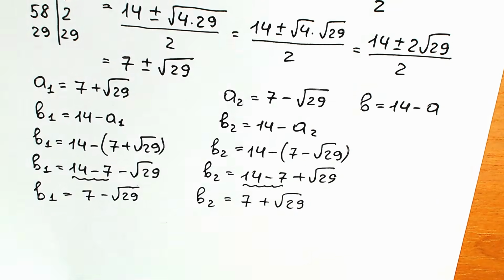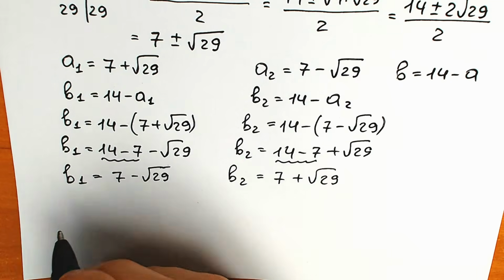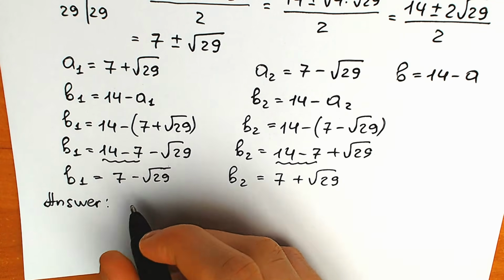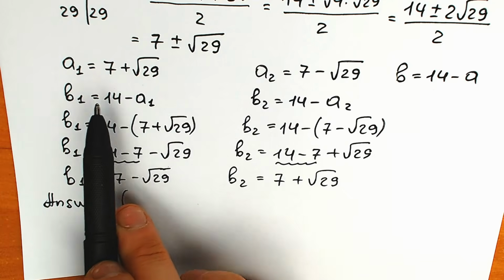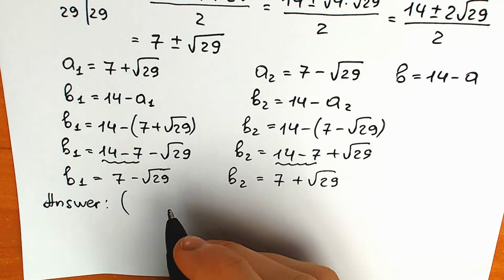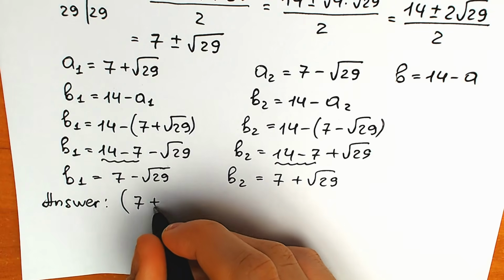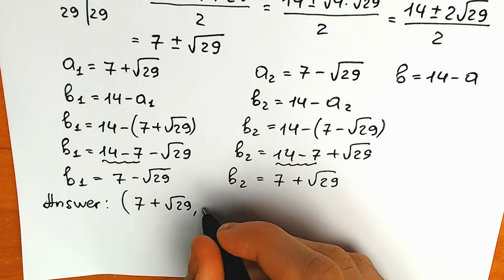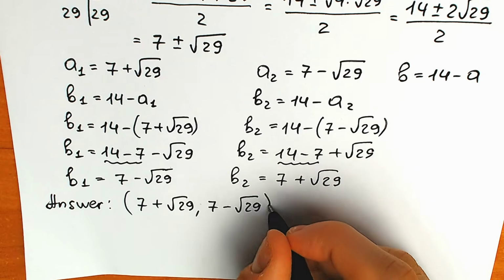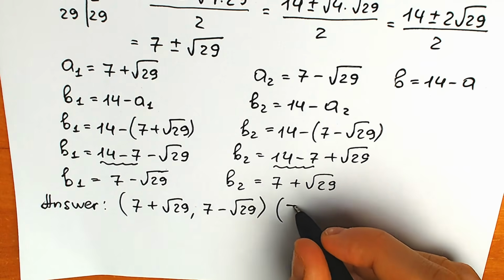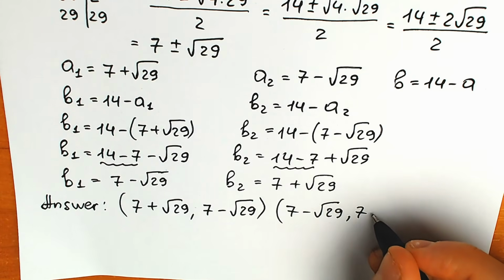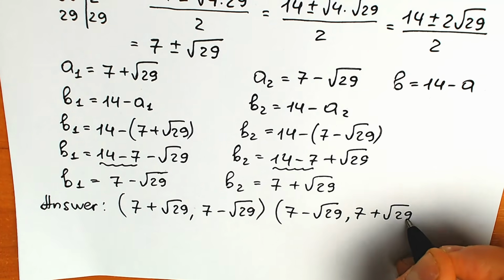So basically we have two pairs. I want to write it as the full answer and then we will check it. So our answer to this question: we have first pair, not like a first, a second, but our pair looks like that, a first, a second. So we have (7 plus square root of 29, 7 minus square root of 29), and another parenthesis, (7 minus square root of 29, 7 plus square root of 29).